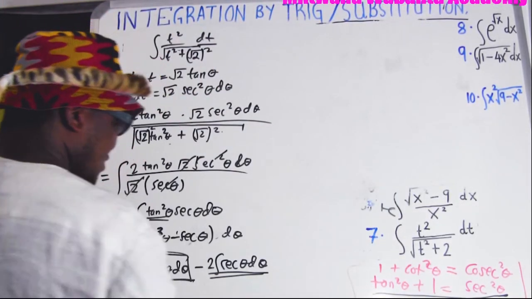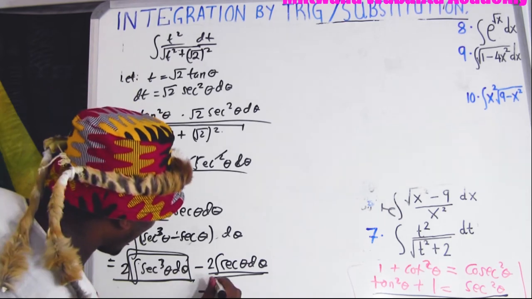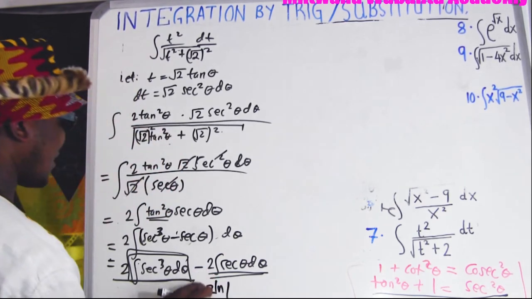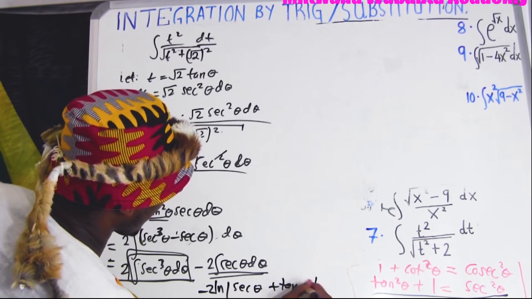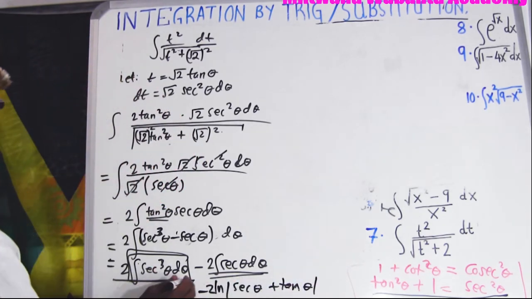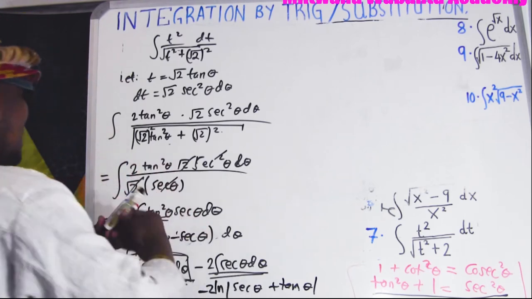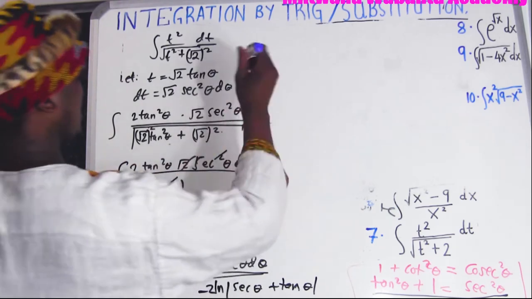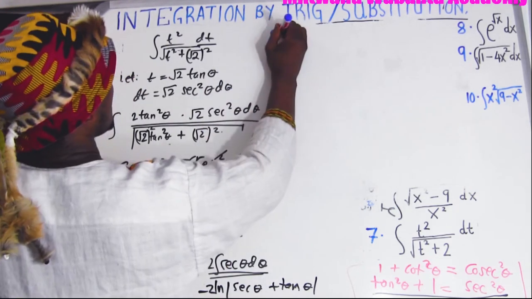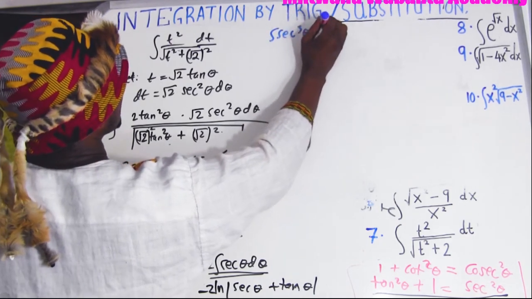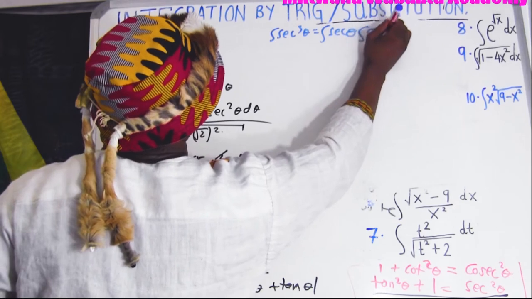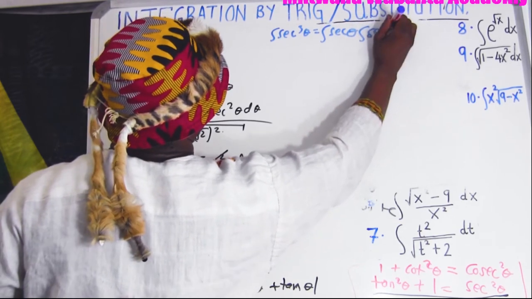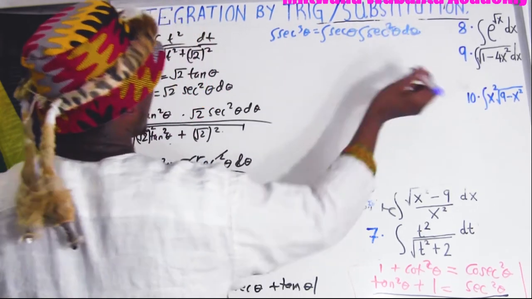Now let's go. So this one here we know is going to give us minus, we got 2 here, so I've got 2 ln of sec plus tan. Okay, so here we're done. The problem is here. So let's take it separately and deal with it. So integral sec cubed theta. Let me say integral sec theta times integral sec squared theta d theta. Okay, now we do that.